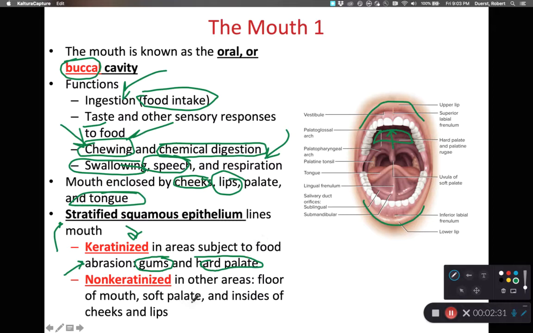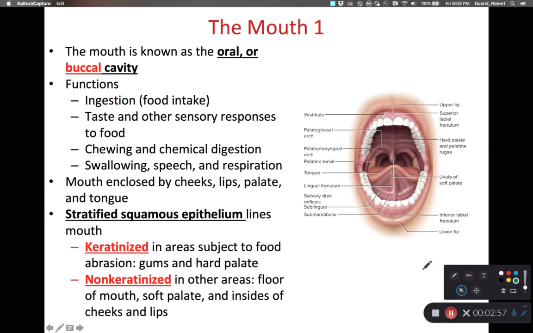We also are going to have a non-keratinized stratified squamous epithelium, and this is going to be in parts of the mouth that don't have a lot of abrasion, like under the tongue, or the soft palate, or the insides of our cheeks. These areas of our mouth don't have a lot of direct, hard abrasion, or a lot of friction applied to them, and we don't need to have as tough of tissue there.